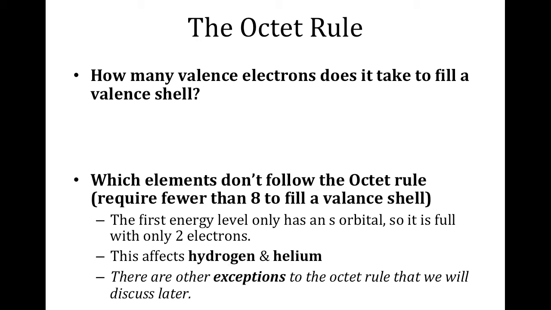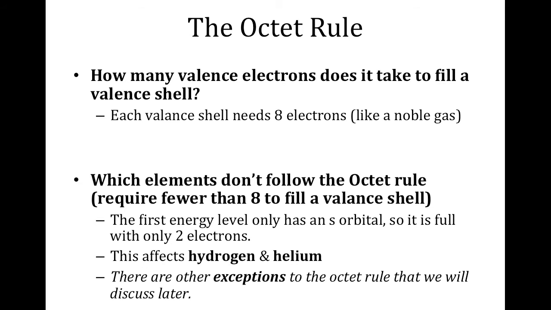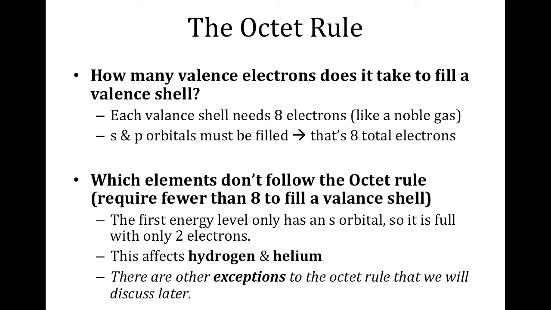How many electrons does it take to fill a valence shell? Each valence shell needs 8 electrons, like a noble gas. The s and p orbitals must be filled. We have 2 electrons that go in the s orbital, and we have 6 electrons that go in the p orbitals, 2 in each of the 3 p orbitals. So 2 plus 6 gives us the 8 total valence electrons.